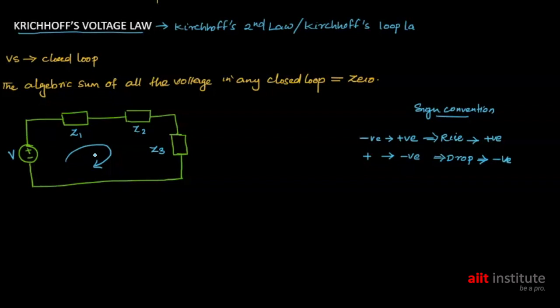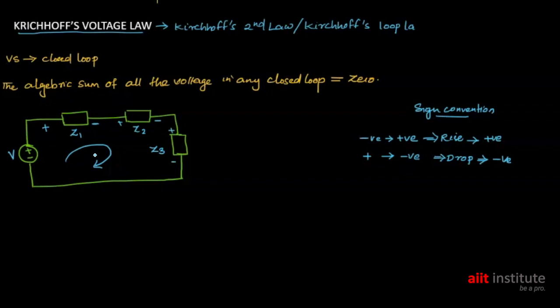So in this circuit also we will use the same sign convention. Here I am considering this side positive because the voltage source indicates this side is the positive side. So I am applying positive here and this will become negative. Here this will become positive, negative, positive and negative.